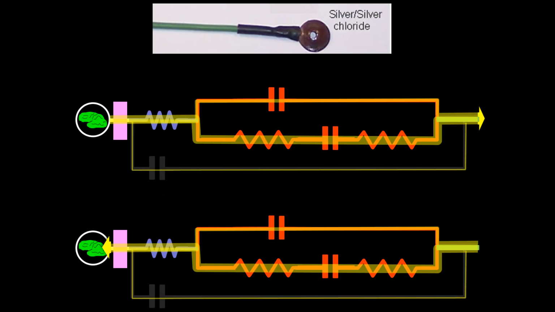Silver chloride electrodes, when coupled with a sodium chloride base gel, behave like a chlorine electrode and are the best available electrodes currently in the market.